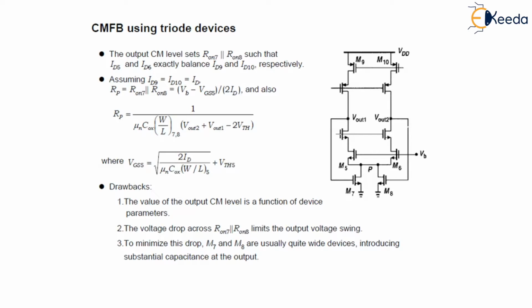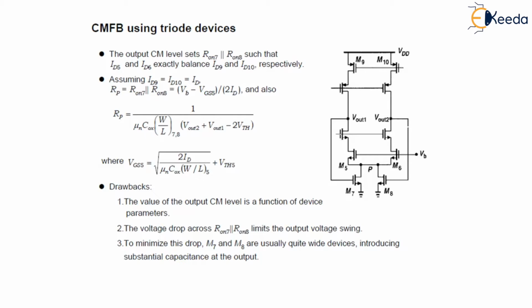Now it suffers from several drawbacks. Those drawbacks are: first, the value of the output common mode level is a function of the device parameters. Next, the voltage drop across Ron7 in parallel with Ron8 limits the output voltage swing. And third, to minimize this particular drop, M7 and M8 are usually quite wide devices, which introduce a substantial capacitance at the output.